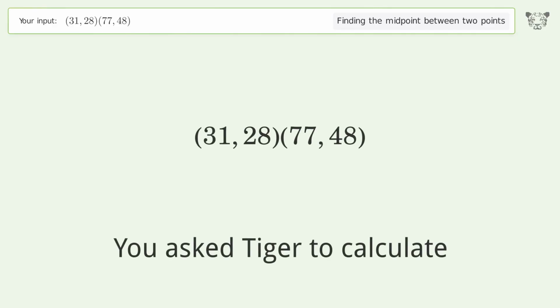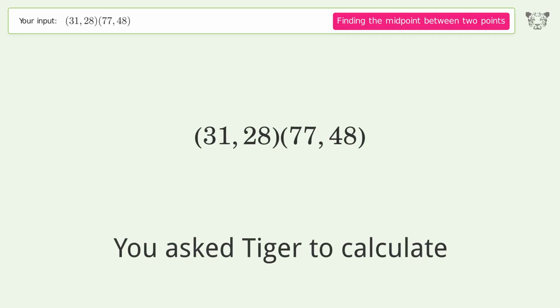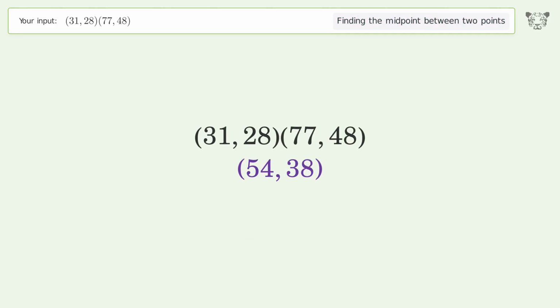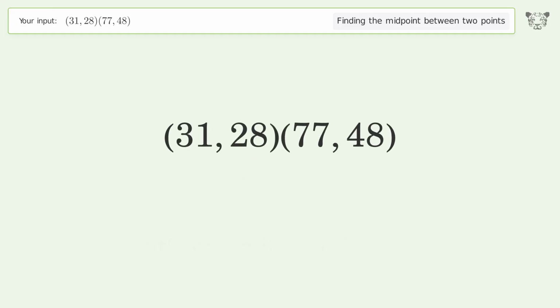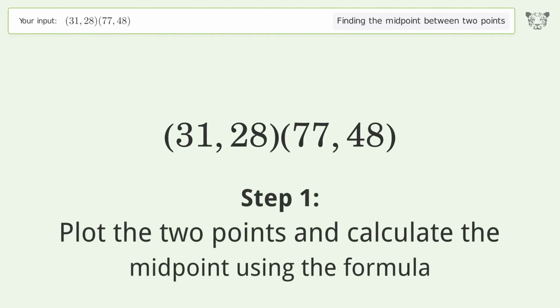You ask Tiger to calculate. This deals with finding the midpoint between 2 points. The midpoint between the 2 points is (54, 38). Let's solve it step by step. Plot the 2 points and calculate the midpoint using the formula.